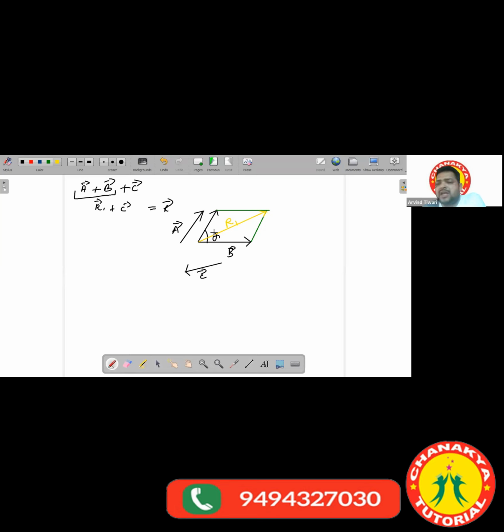Now, I have got this R1 using the parallelogram law of vector addition. Now I have to add the next vector C to the resultant vector R1. So for that, let's move it parallel. Let's move it parallel to C. So you have this C.